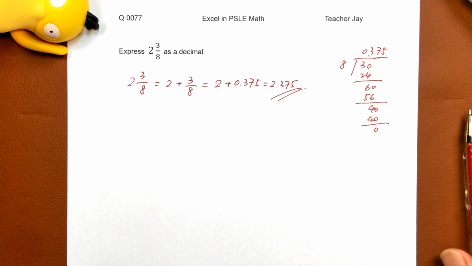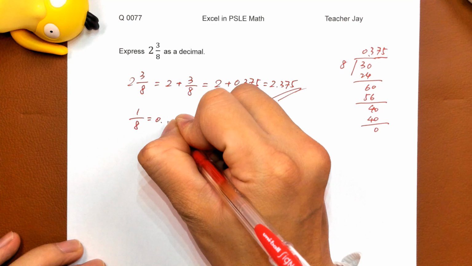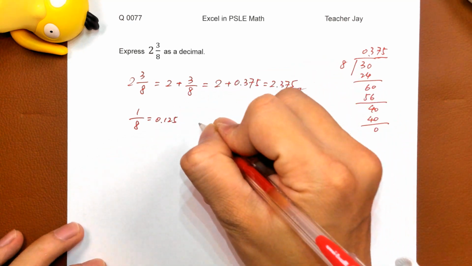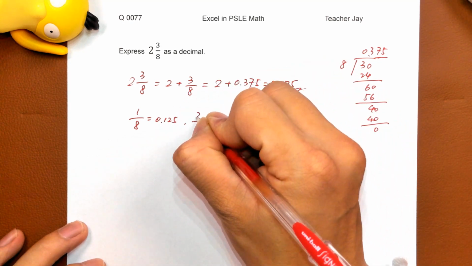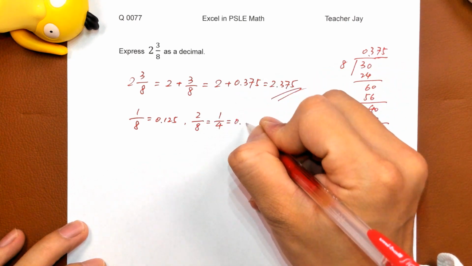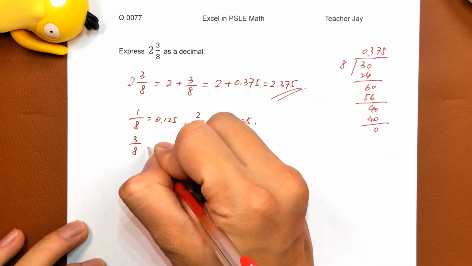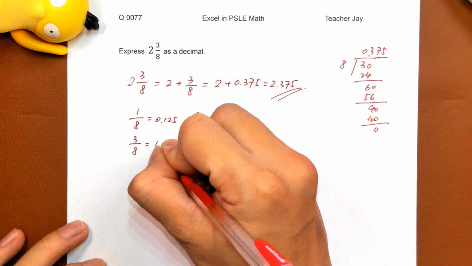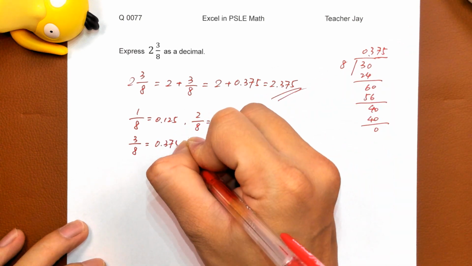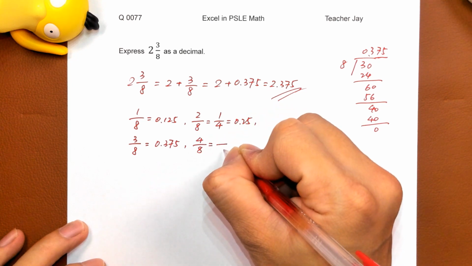Alright, but I hope you can remember some numbers. 1 over 8 equals 0.125, and 2 over 8 equals 1 over 4 equals 0.25, and 3 over 8 we all know is 0.375.